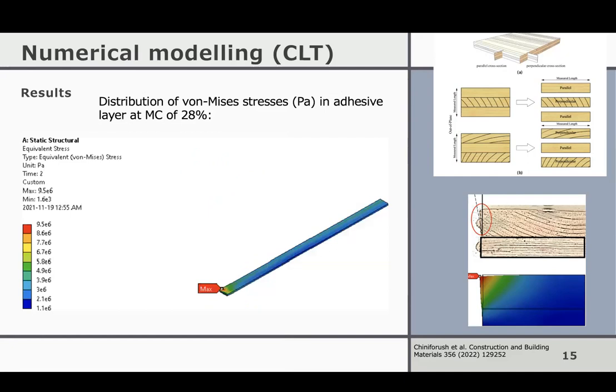Another interesting observation we had was about the von Mises stresses in the adhesive layer. We find quite significant stress, about 10 megapascal, can be induced just in the resin layer. That highlights that we may have adhesive failure at the boundaries of the laminated timber when we make it quite wet.